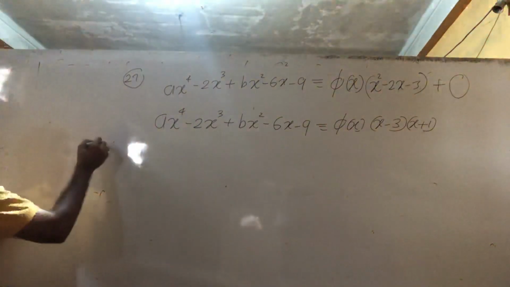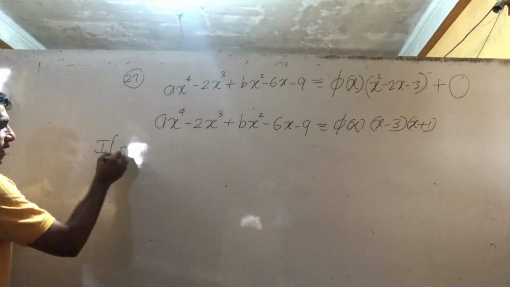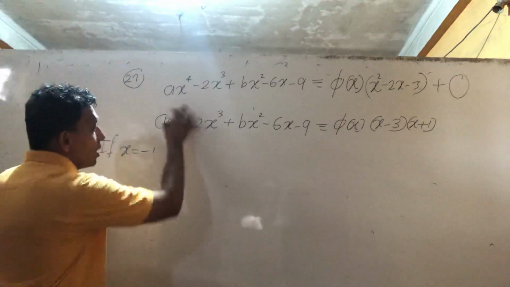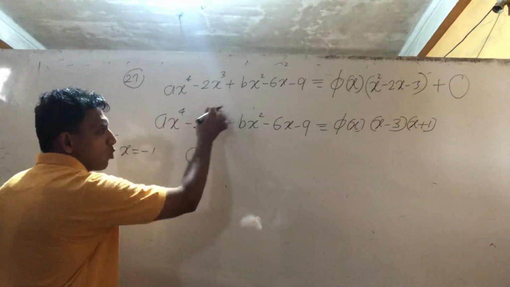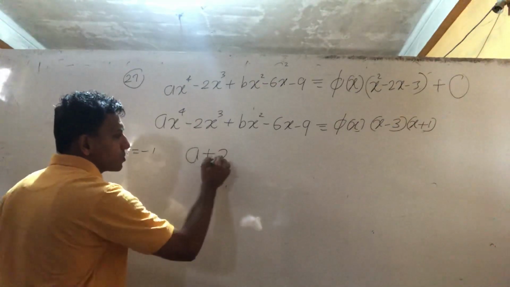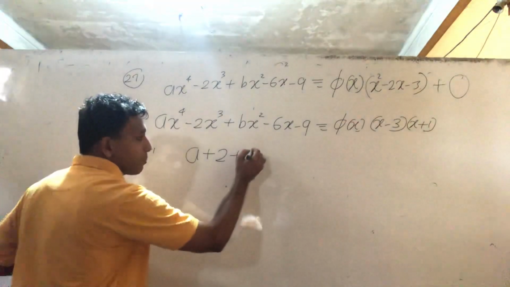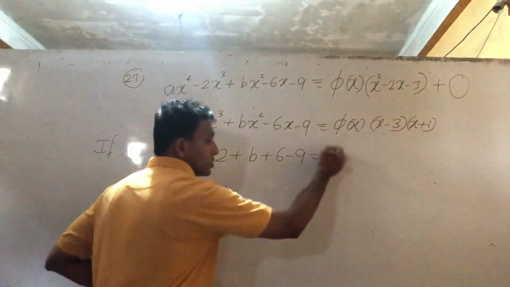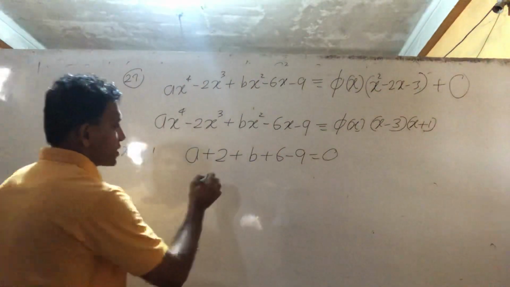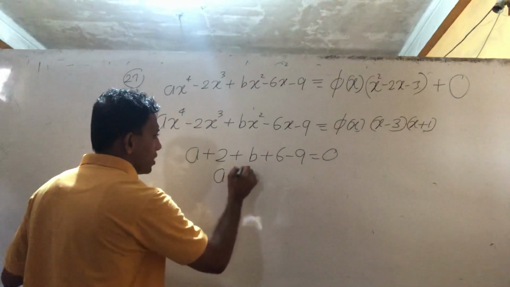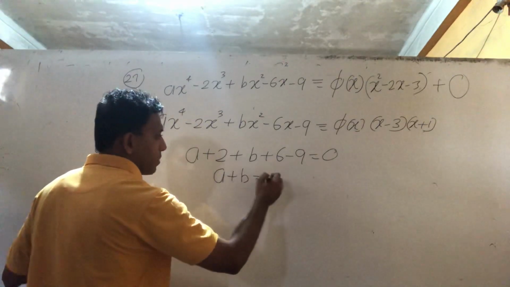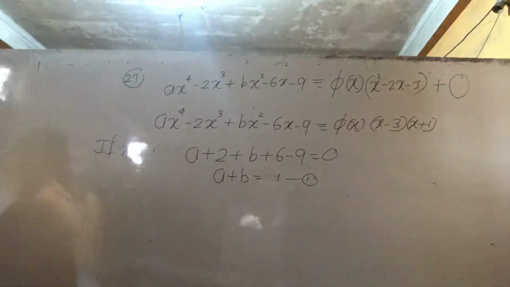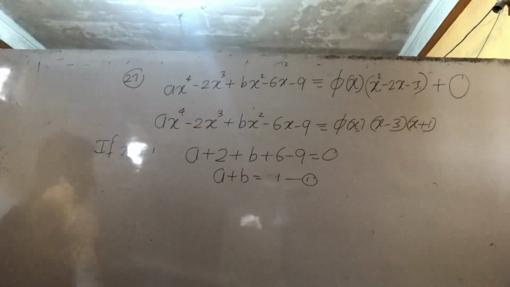If x equals minus 1, apply: a plus 2 plus b plus 6 minus 9 equals 0. So what's your simultaneous equation? a plus b equals 1.